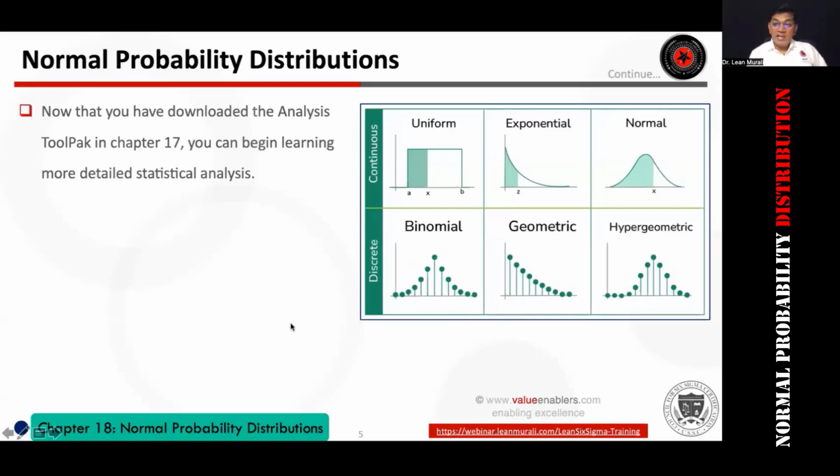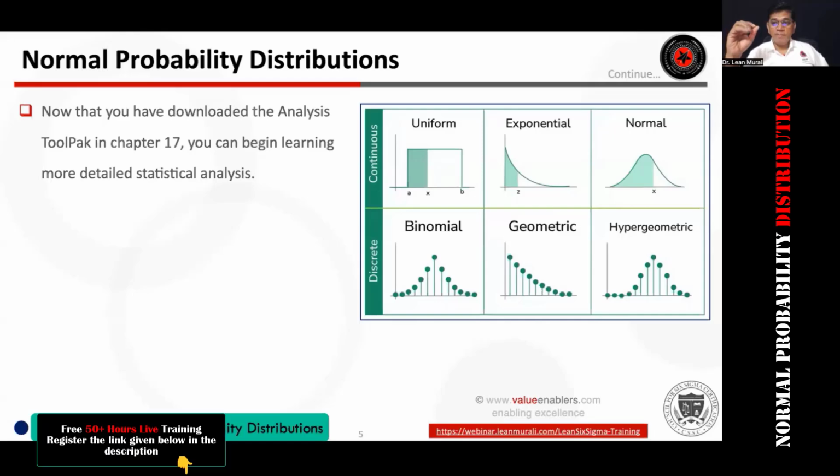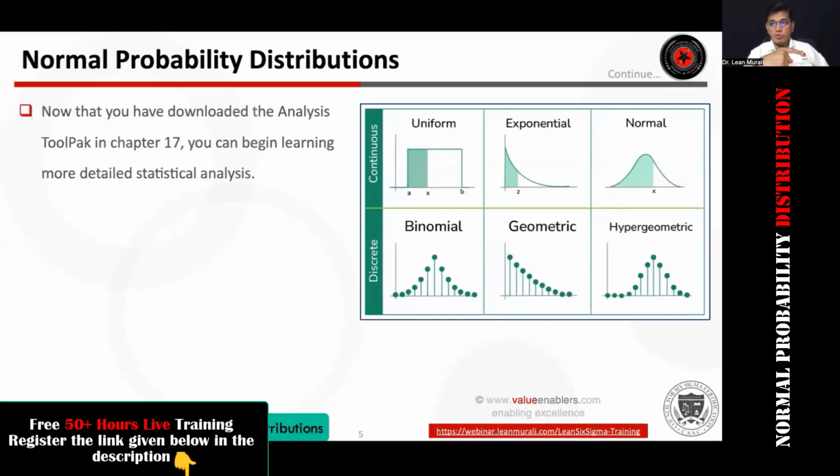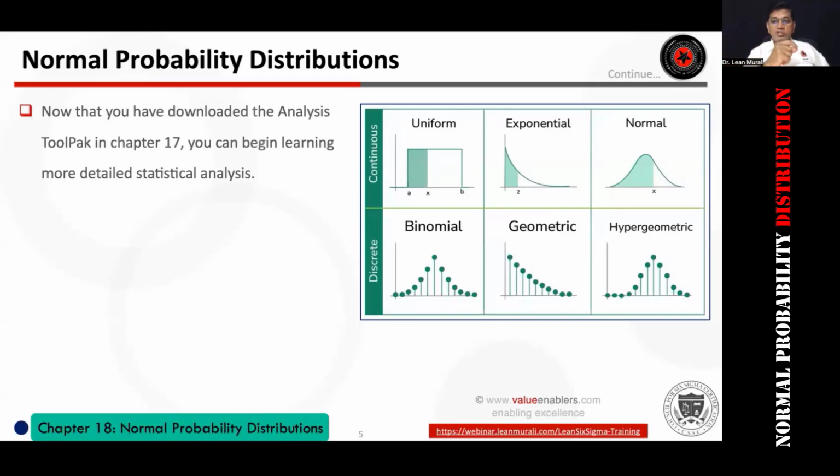Now, in the last chapter, how many of you were there during the last session? Just type LS in the chat box. I taught you how to download the Analysis ToolPak in Excel. If you have not attended my last session, I will share the presentation with you today. In the presentation slides, there are clear steps on how to download the Analysis ToolPak in Excel.